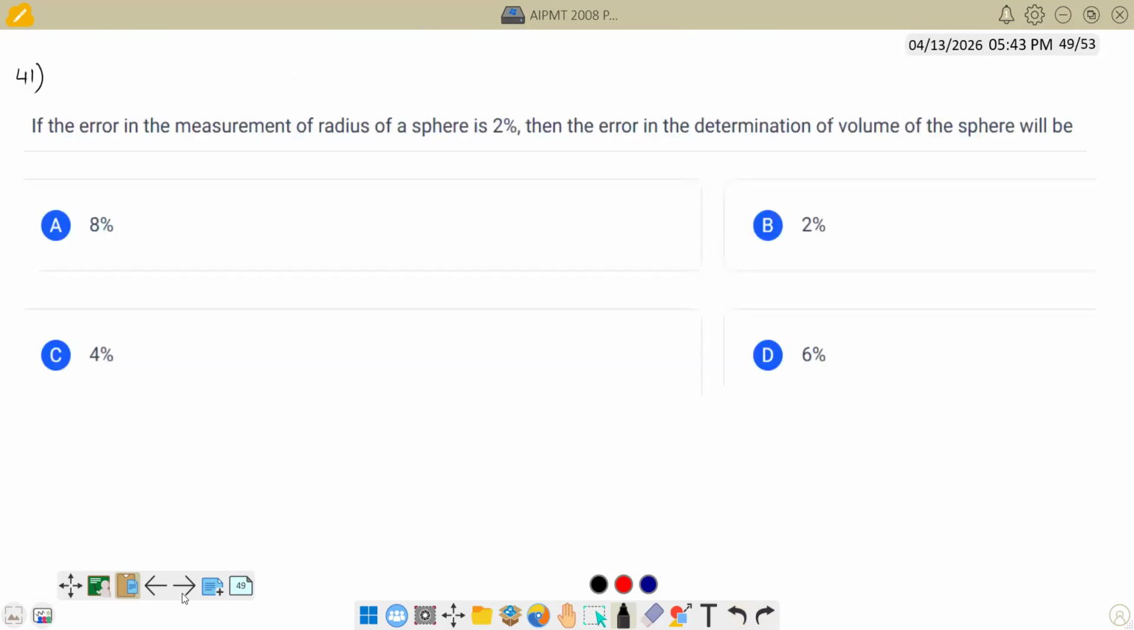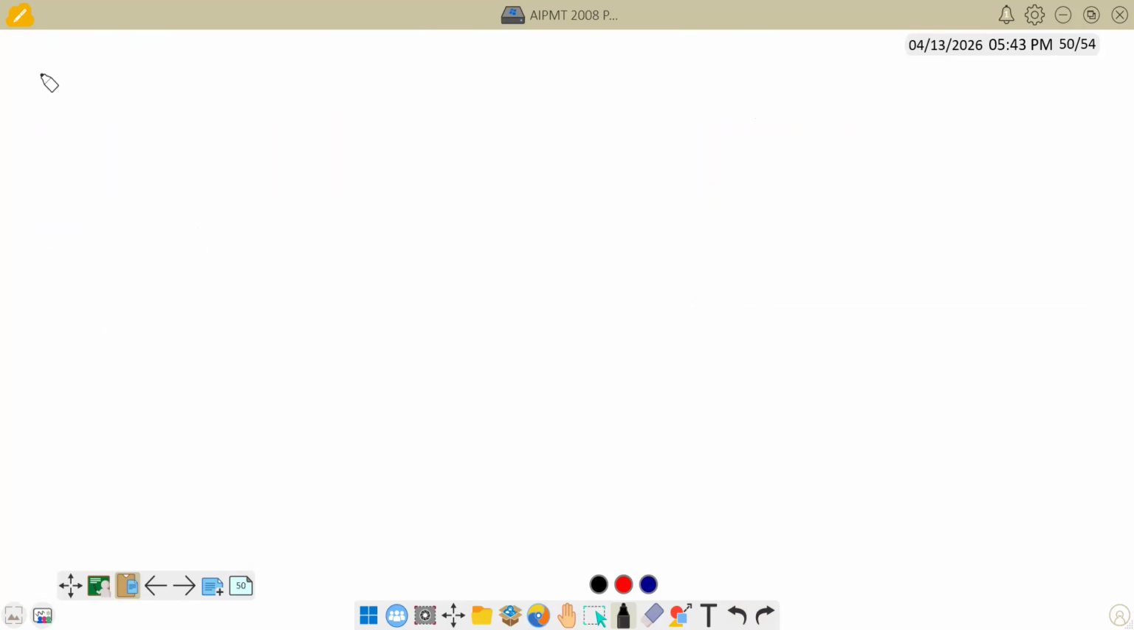We'll go for next one. If the error in measurement of radius of sphere is 2%, the error in the determination of volume of the sphere is? So first we should know what's the formula for volume of a sphere. It is 4 by 3 pi r cube.